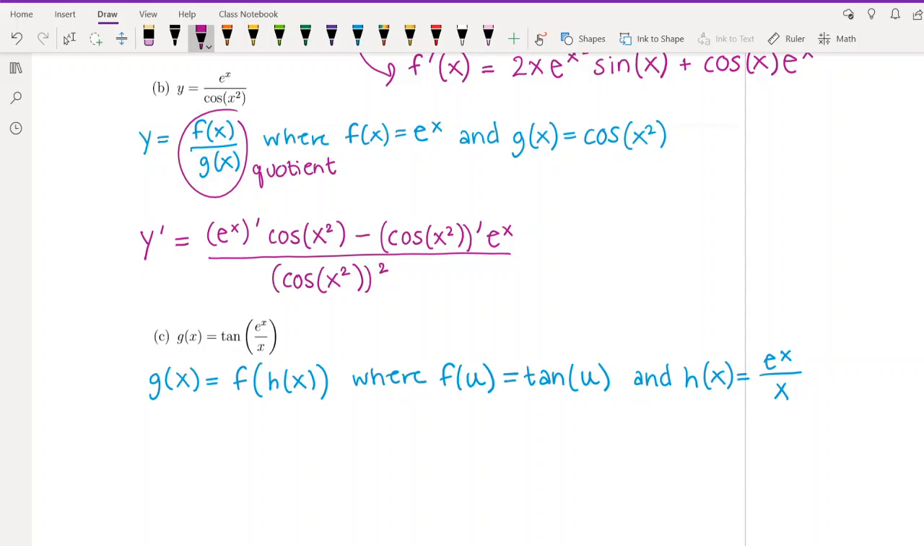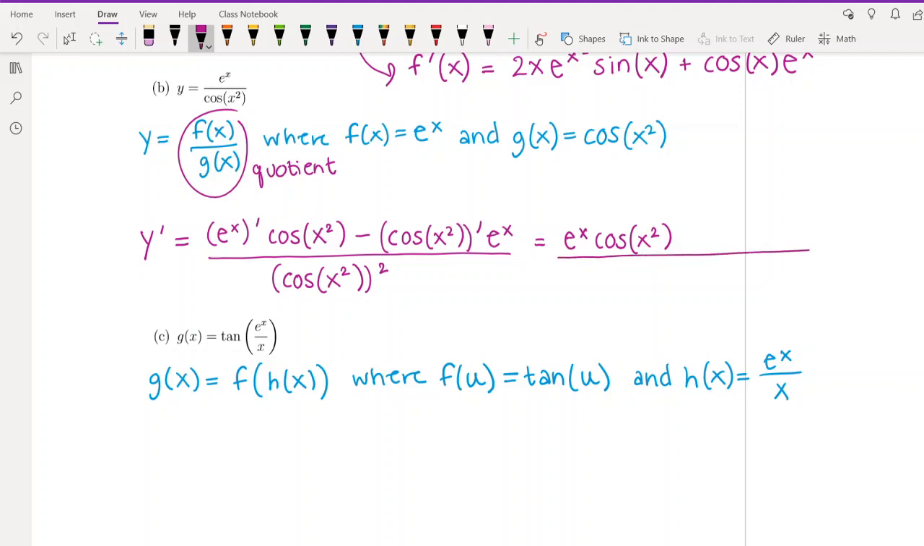Okay, now that we have this framework set up, we can go through and take some more derivatives. We know that the derivative of e to the x is just e to the x. So this first part is just going to be e to the x times cosine of x squared.